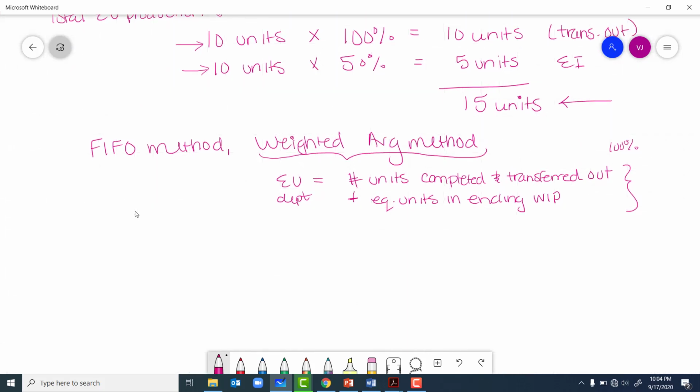Now the costs per equivalent unit, and we'll see this in the template all taken together, is defined as the total costs for the period divided by the equivalent units of production.